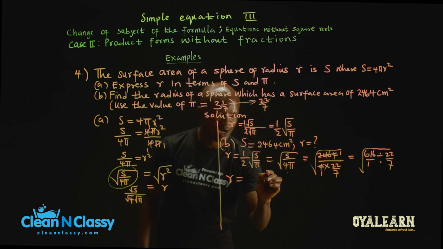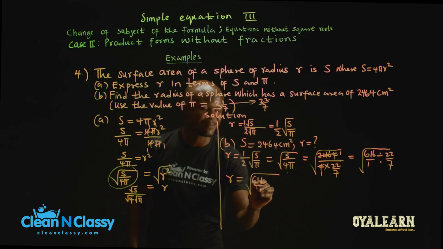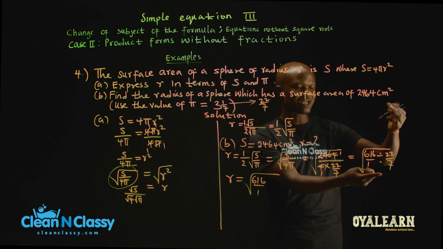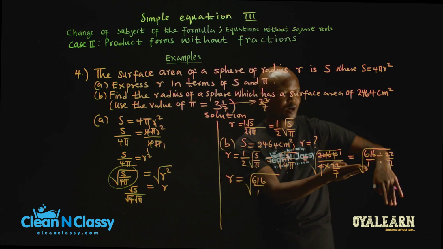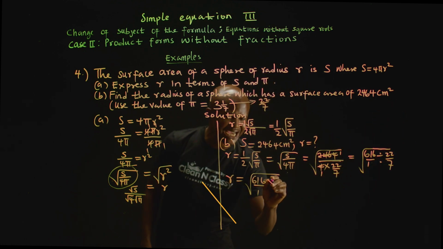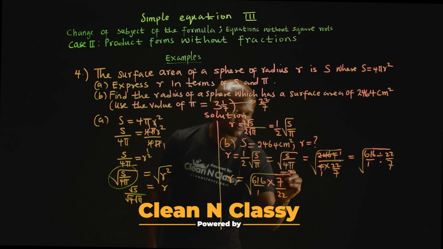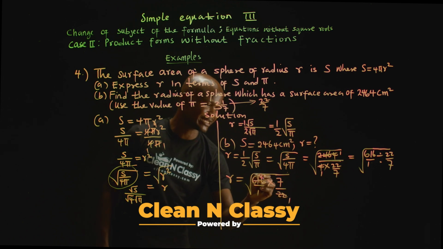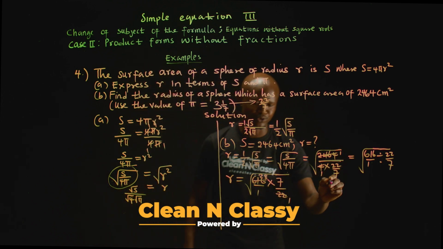From there, I will have this to be 616 divided by 1. Then changing the division sign to multiplication, what happens? The denominator will become the numerator, and the numerator will become the denominator. I will now have times 7 divided by 22. Now, 22 into 616 will give us 28. Let me multiply out so that I can confirm that for you.